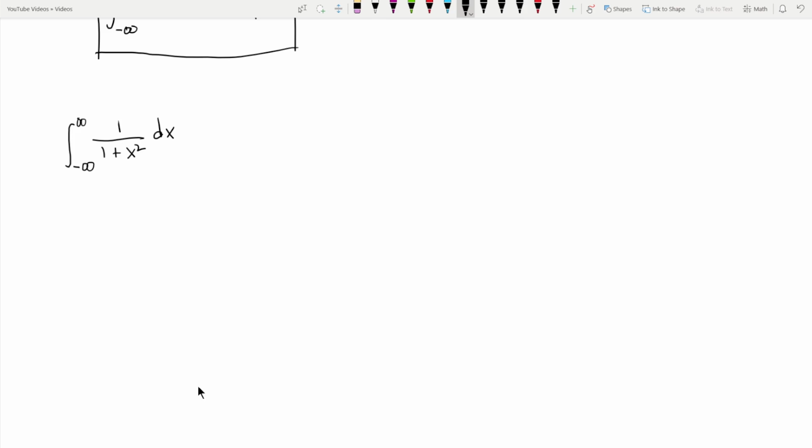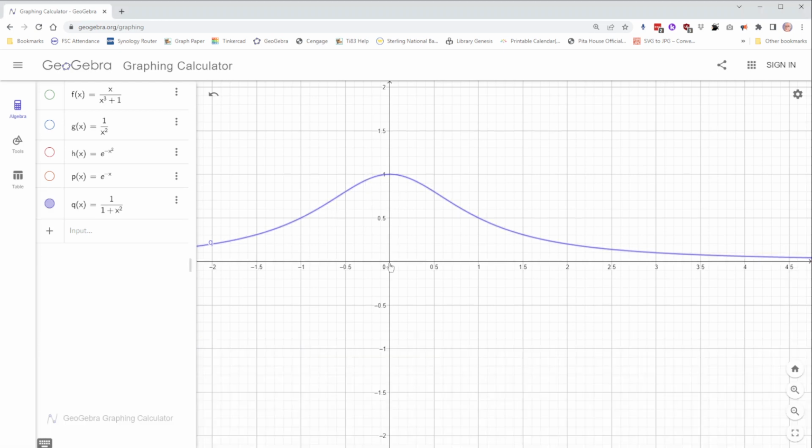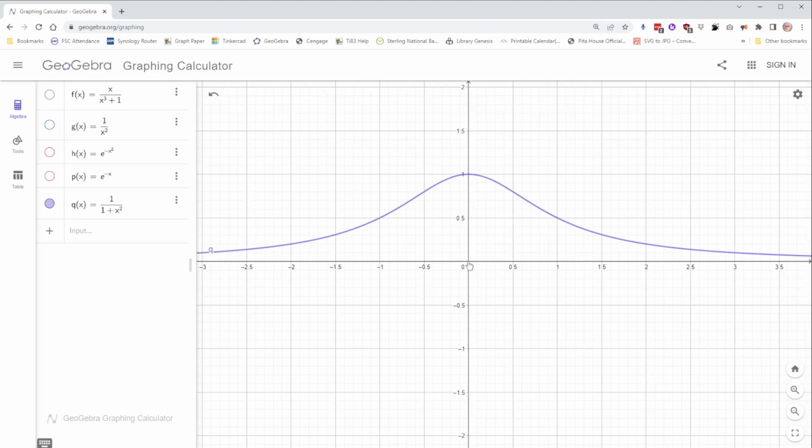Now we can look at the graph of that. I think I forgot to put that in my grapher, so give me just a second. Because it's 1 over 1 plus x squared. Okay, so if we take a look at the graph right here, you can see, I'll move it over and maybe zoom out a little bit.